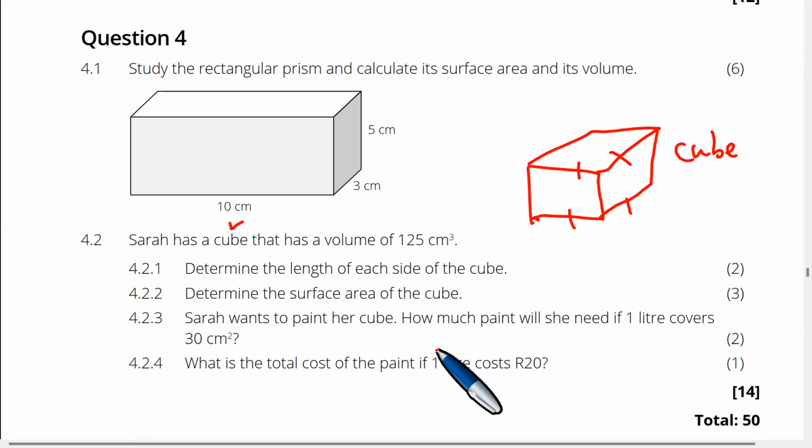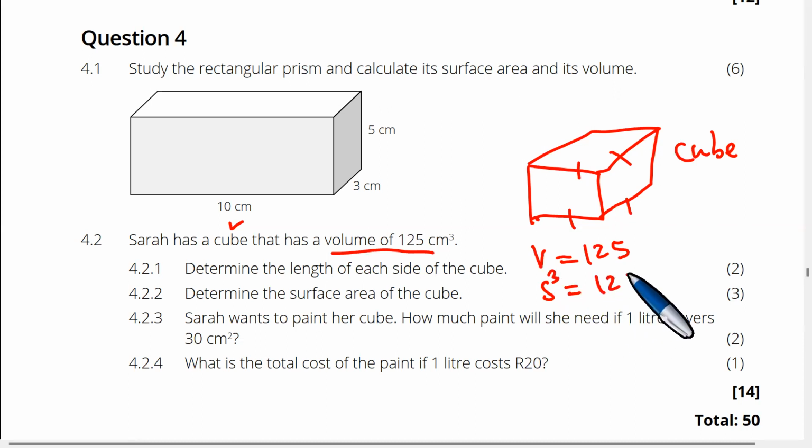So in other words, now you need to use the volume. You say V is 125. But it's a cube, so the volume formula for a cube is side cubed. It's 125.